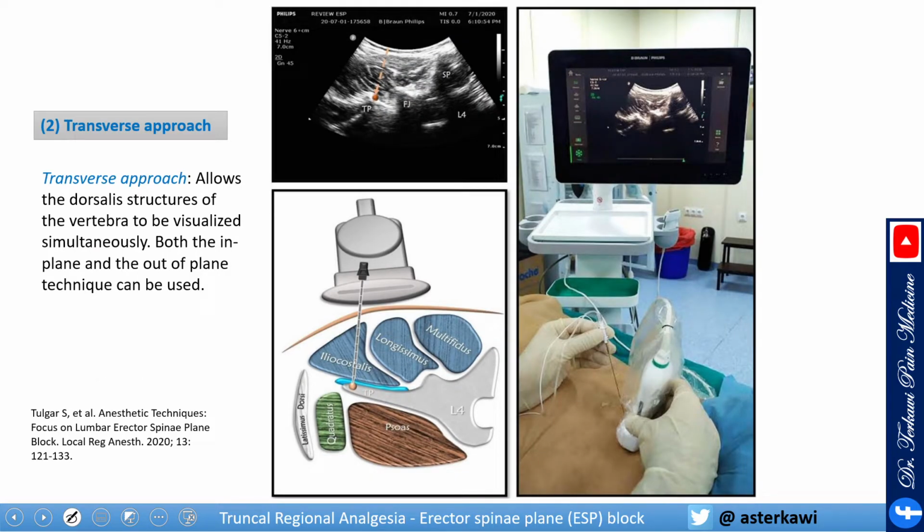The second approach is the transverse approach. So your transducer is in transverse, and this allows the dorsal structure of the vertebrae to be visualized simultaneously. Both in plane and out of plane can be done. So this is, for example, an example of out of plane. The needle is coming out of plane here to touch the TP and injecting the medication.